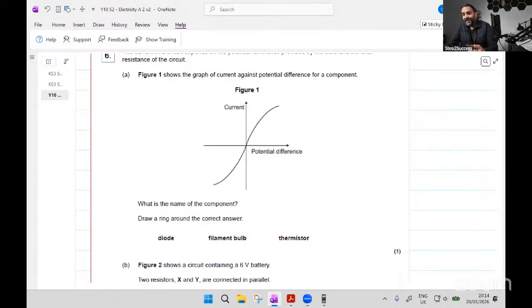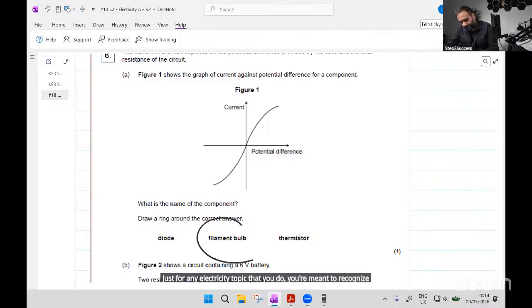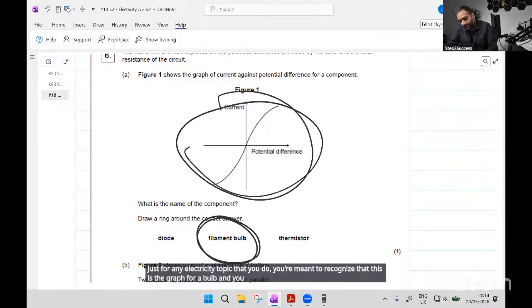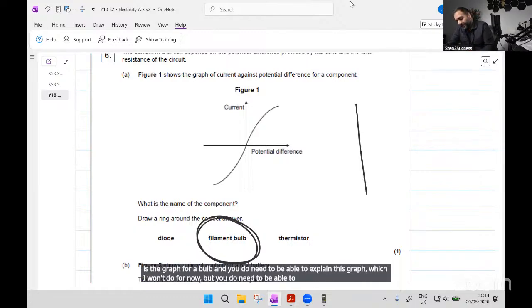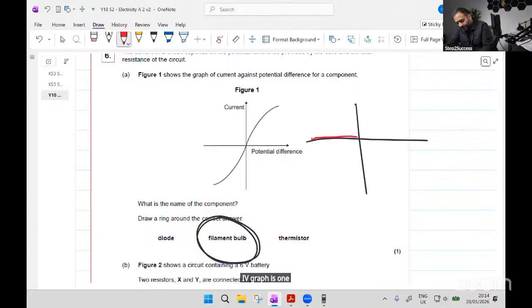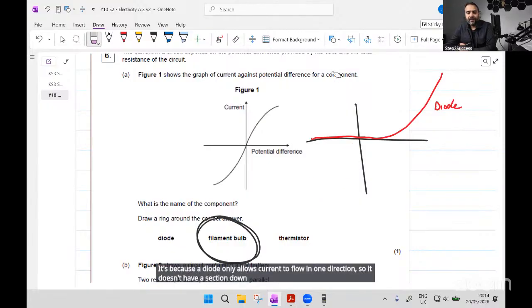Just for any electricity topic that you do, you are meant to recognize that this is the graph for a bulb. And you do need to be able to explain this graph, which I won't do for now, but you do need to be able to explain why it looks like that. And then the only other IV graph is one for a diode, which looks a bit like this. It's because a diode only allows current to flow in one direction, so it doesn't have a section down here. That is effectively the opposite direction.